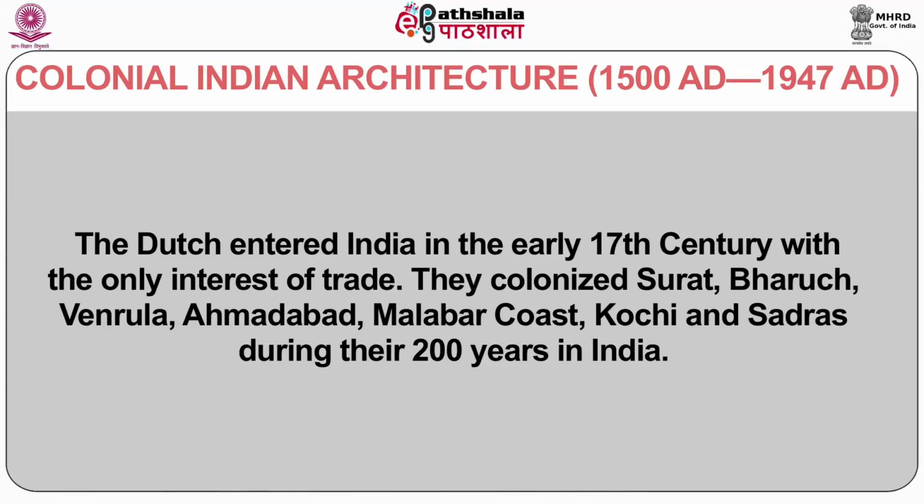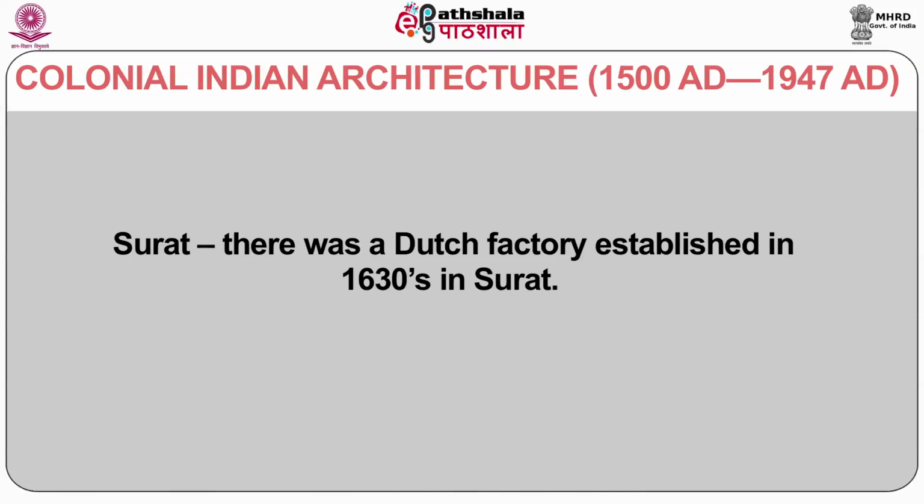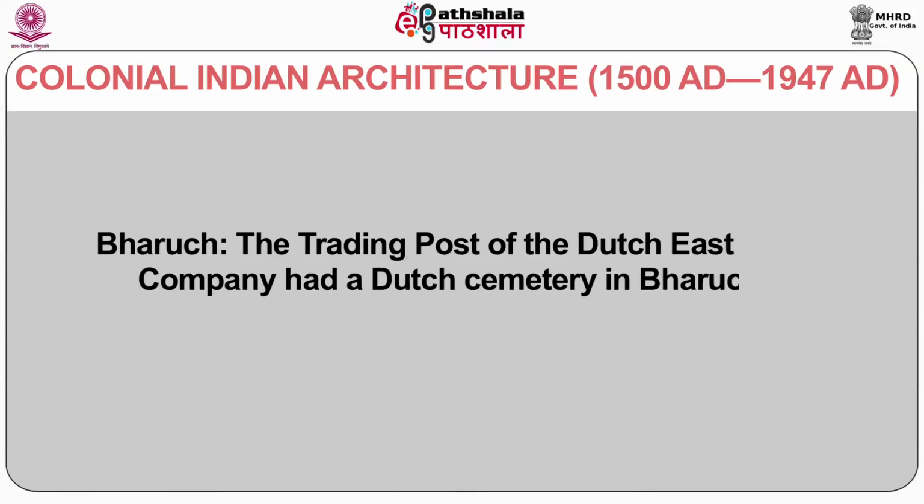The Dutch entered India in the early 17th century with only an interest in trade. They colonized Surat, Bharuch, Bandra, Ahmedabad, the Malabar Coast, Kochi and Sadras during their 200 years in India. Surat: there was a Dutch factory established in 1630 in Surat. Then Bharuch, a trading post of the Dutch East India Company, had a Dutch cemetery.